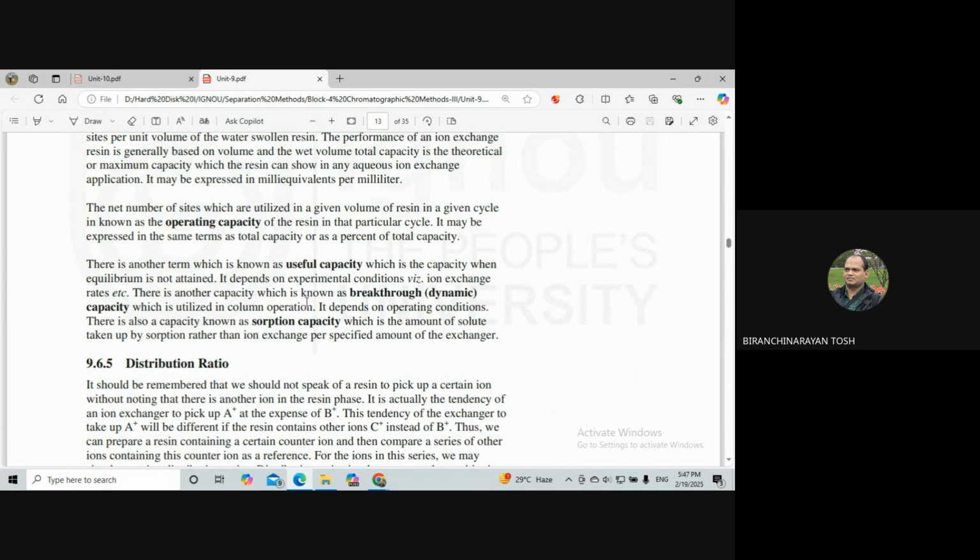There is another capacity known as breakthrough or dynamic capacity, which is utilized in column operation. It depends on operating conditions. There is also another capacity known as sorption capacity, which is the amount of solute taken up by sorption rather than ion exchange for a specified amount of exchanger.